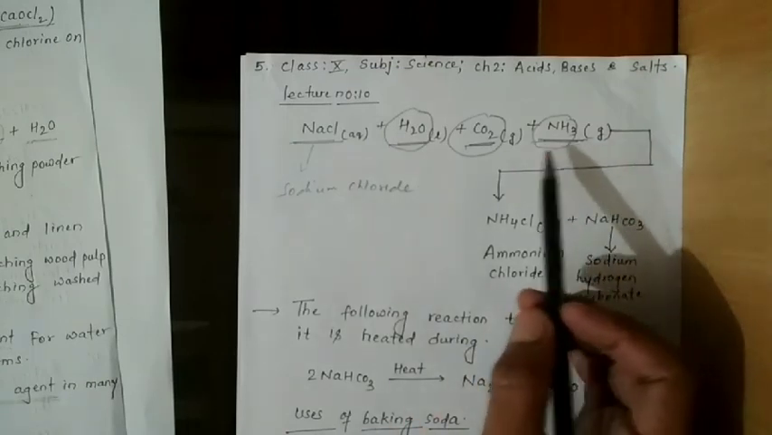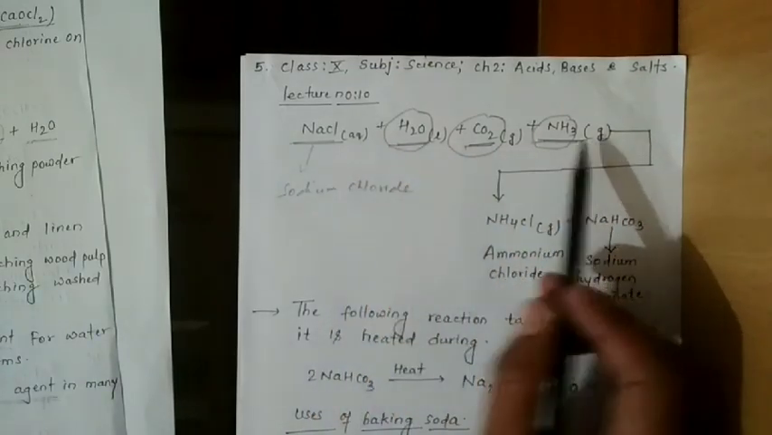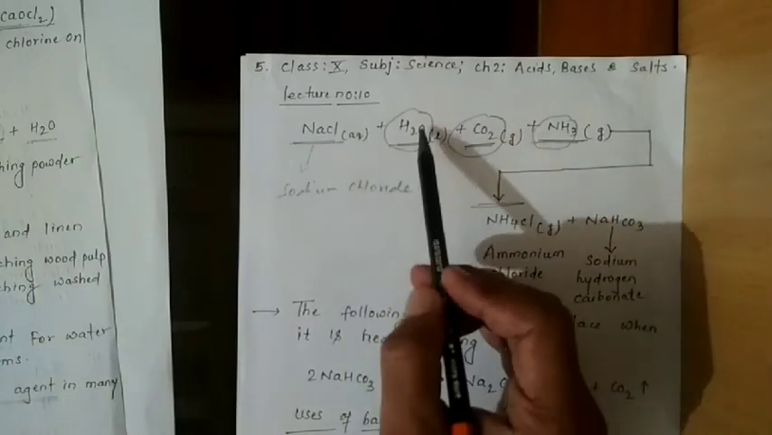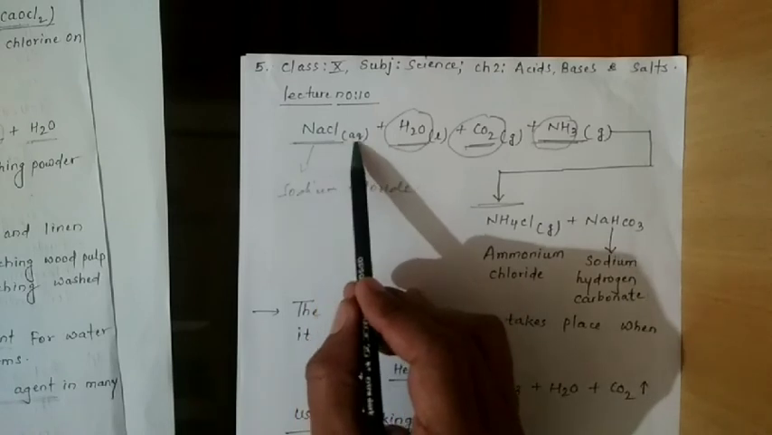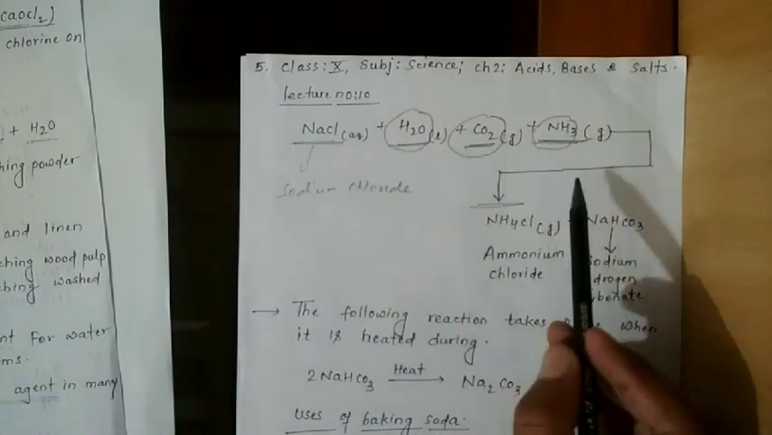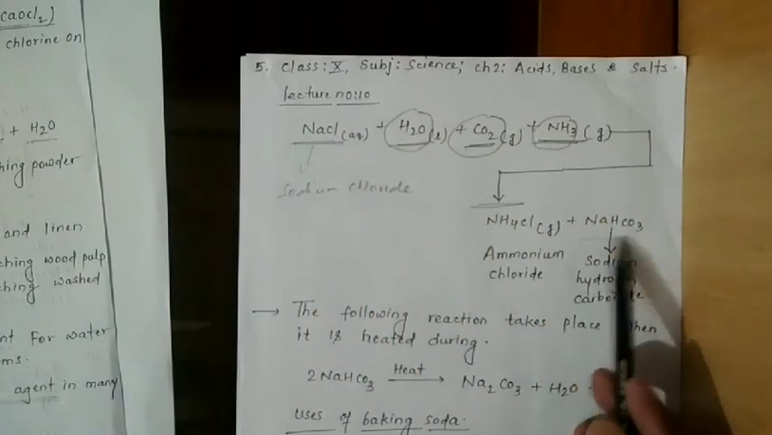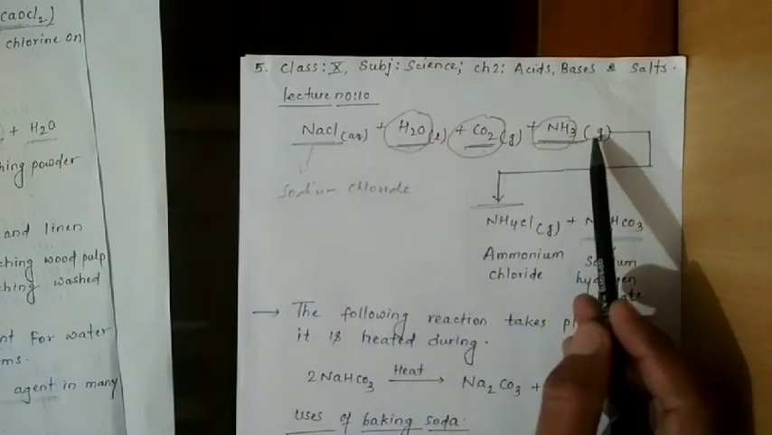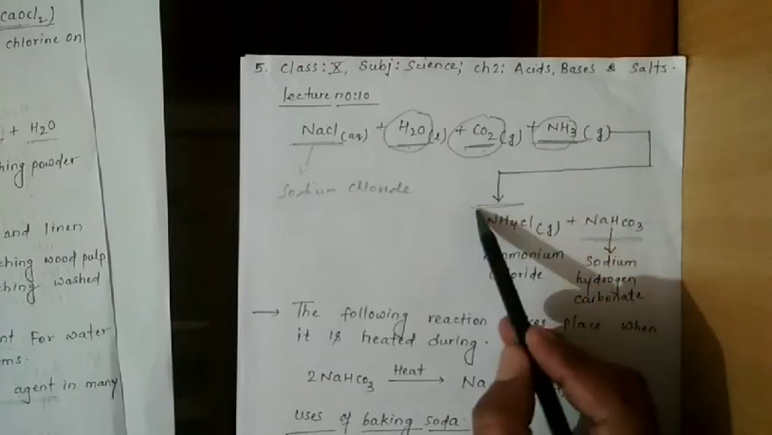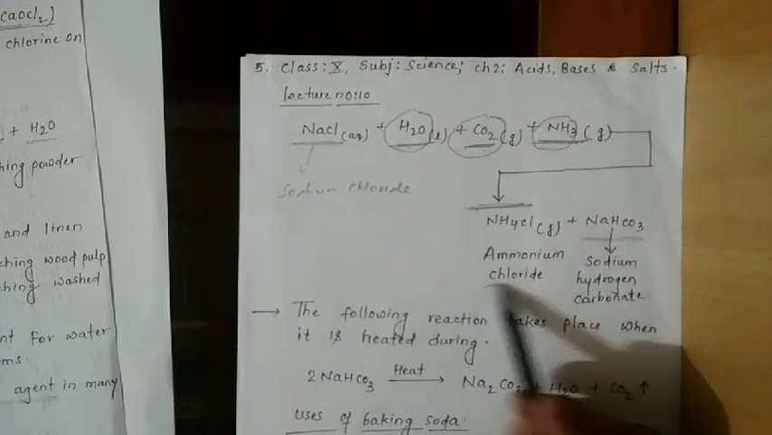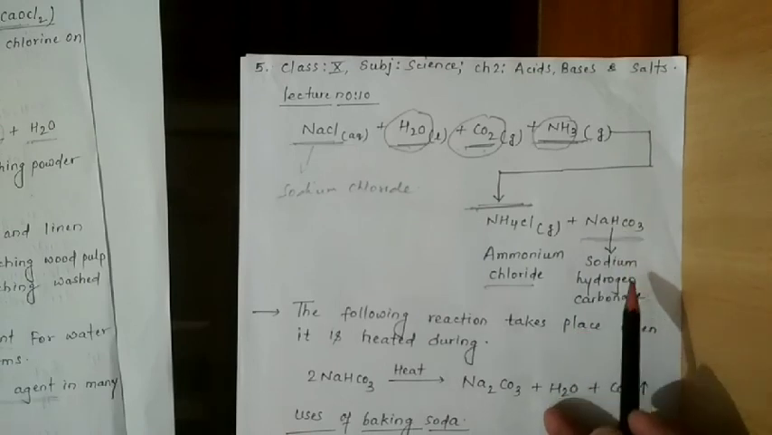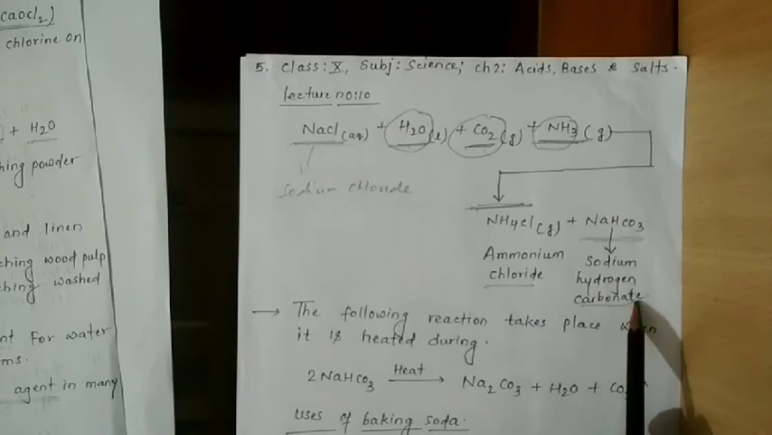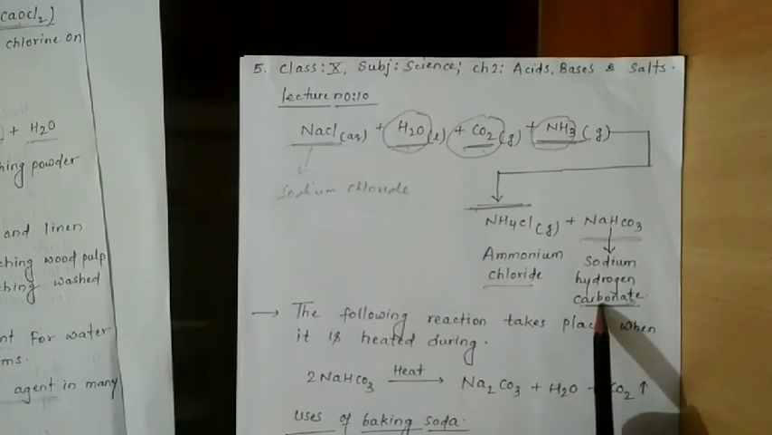So all these gases react together. These are the raw materials required for preparing sodium hydrogen carbonate. NaCl, H2O, CO2 and NH3 produce ammonium chloride and NaHCO3, our main product, that is sodium hydrogen carbonate, which is known as baking soda.